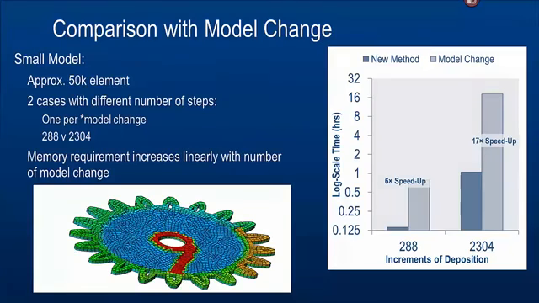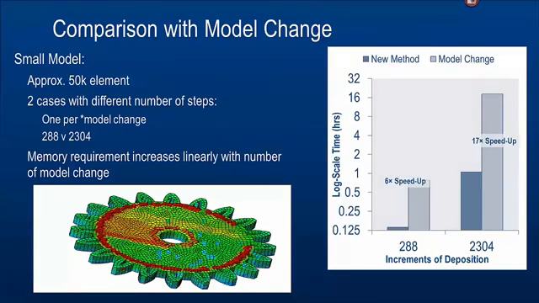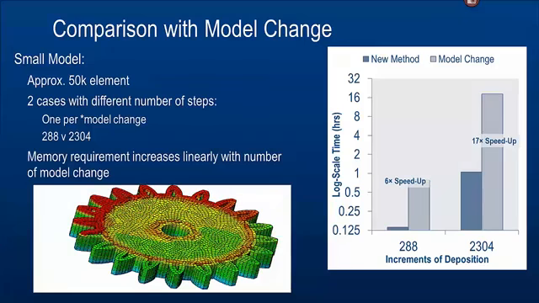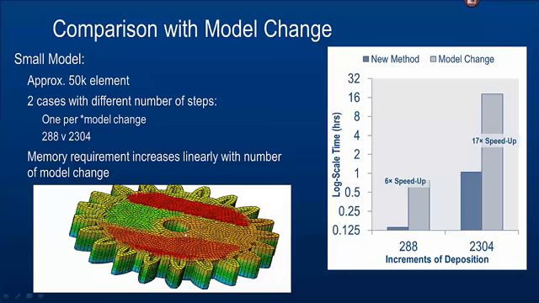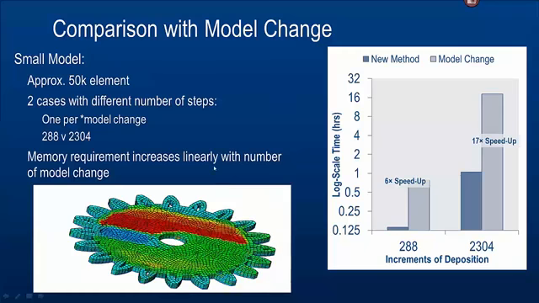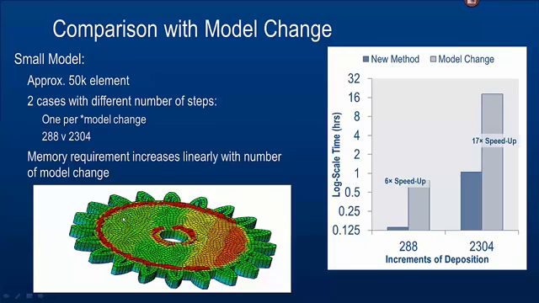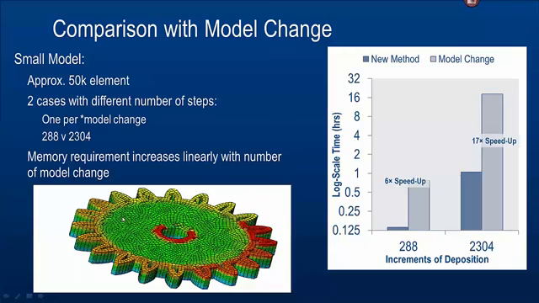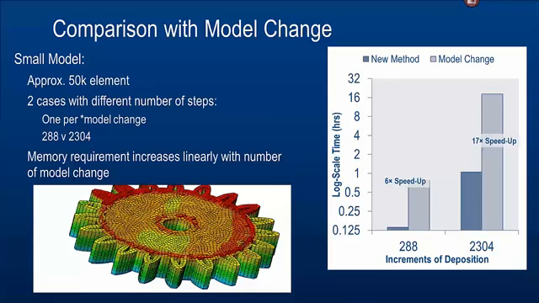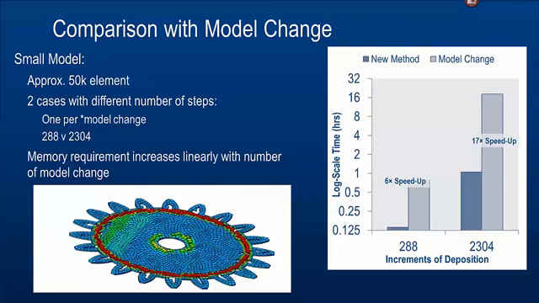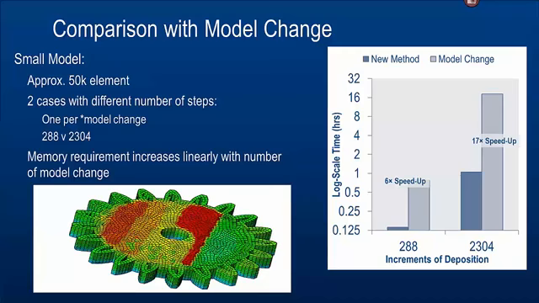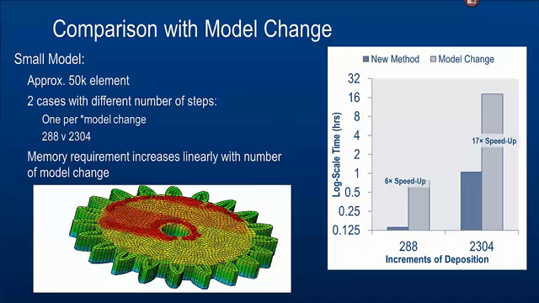This slide summarizes an example that shows that model change is not scalable. We use a very small model with about 50,000 elements, and we are simulating the build. We analyzed two different scenarios. In one case, the elements were added over 288 steps. You should interpret step to mean discrete chunks of material. And in the second scenario, it was a more refined, more accurate simulation following the material addition more closely, resulting in over 2,300 steps, or the number of discrete chunks of material that were added during the analysis.